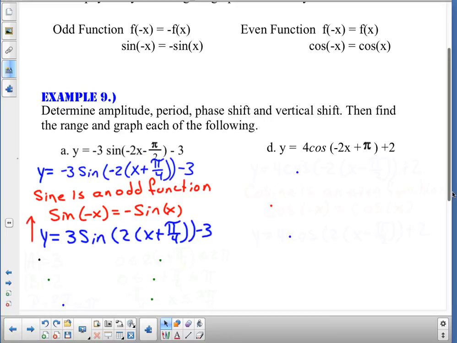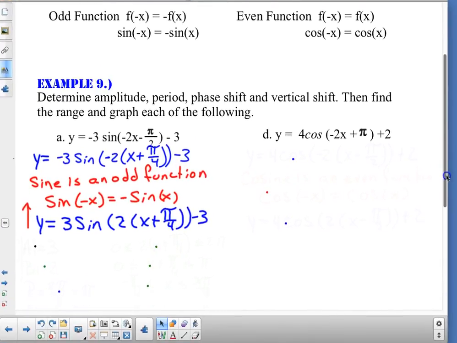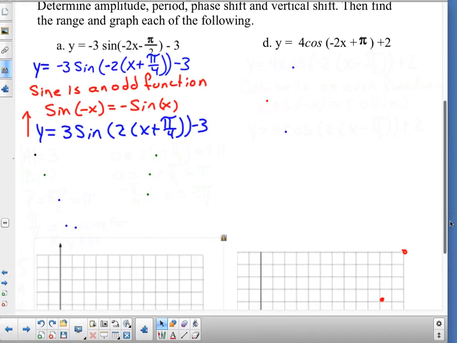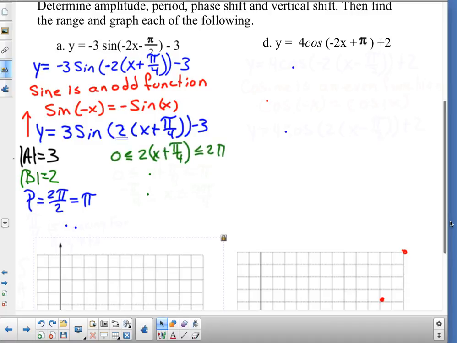So now we've got determine amplitude. Our amplitude is 3. Determine our period. Our period with our b is going to be pi. Our phase shift: we got a negative pi over 4 shift, but let's talk about how that was arrived at. We take this value inside and divide by 2 all the way across, and that's 2 pi there. And now I'm going to subtract pi over 4.